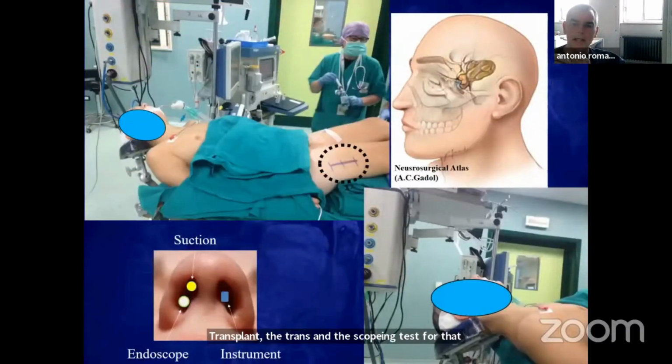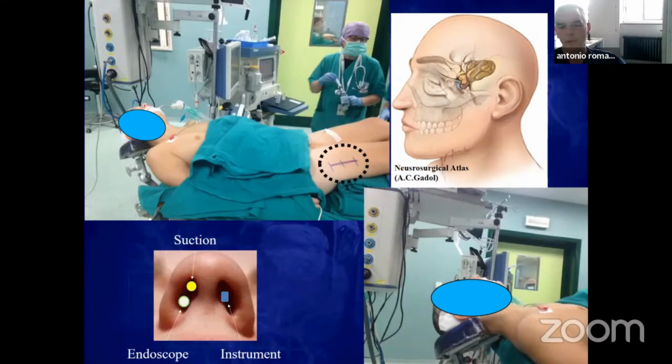Some technical details: the patient is positioned supine with the head slightly extended, different from the normal pituitary position or clival surgery in which the head is more flexed. Normally, we prepare for a fascia lata harvest for the closure together with the septal flap. Another technical piece of advice is the position of the endoscope during this craniopharyngioma surgery: put the endoscope in the lower part of the nostril and the other instrument, the suction, in the upper part.